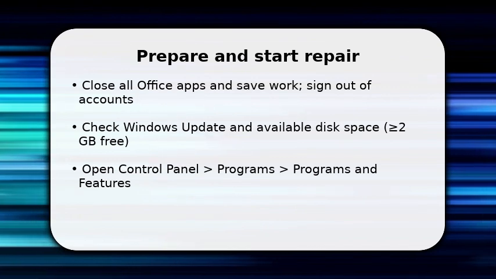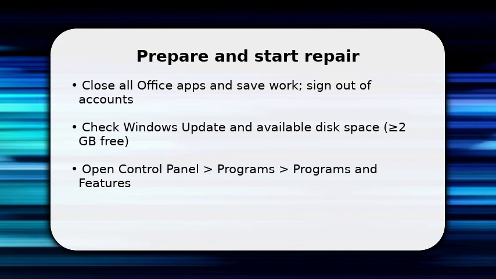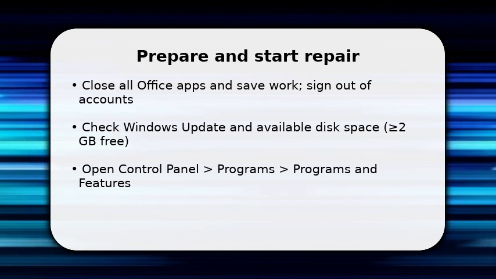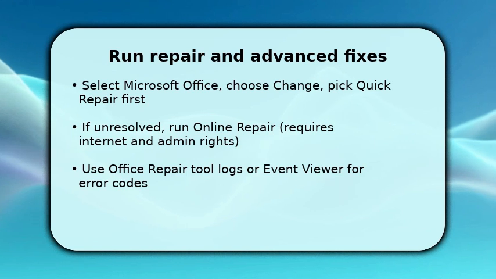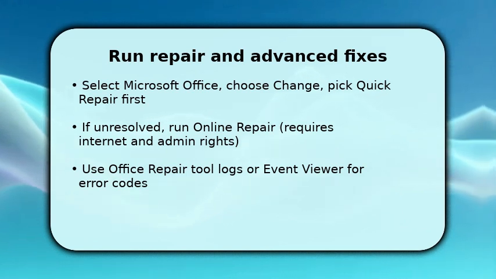Starting repair from the app list ensures the tool runs with admin privileges and can re-register components correctly. You now select Office and choose Change. Start with Quick Repair to restore missing files fast without reinstallation. If the issue persists, run Online Repair because it reinstalls core components and refreshes registry keys.